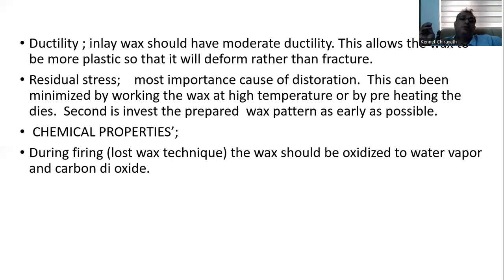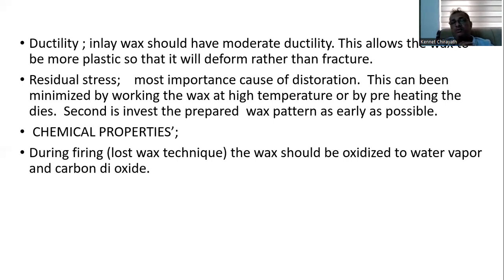The residual stress is the most important cause of distortion. This can be minimized by working the wax at a high temperature or by preheating the dies. The second is investing the prepared wax pattern as early as possible.